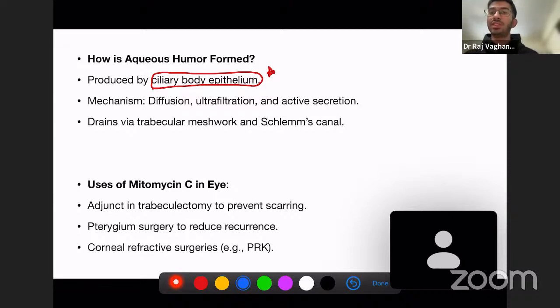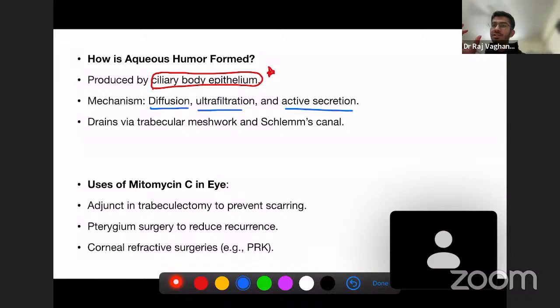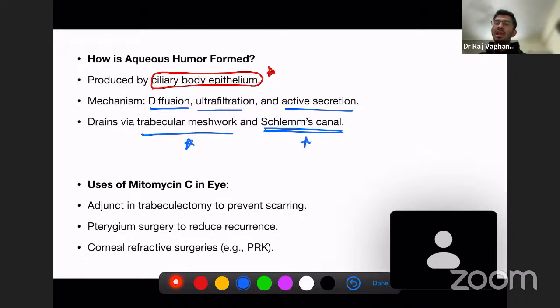Now how does it get secreted? The mechanism is diffusion, ultrafiltration, and active secretion. These are the three terms that you need to remember. Aqueous humor is secreted from the ciliary body to the anterior chamber by diffusion, ultrafiltration, and active secretion. And it drains by the trabecular meshwork and Schlemm's canal. Schlemm's canal is present in the trabecular meshwork only. So just remember these two terms, Schlemm's canal and the trabecular meshwork, through which it drains.